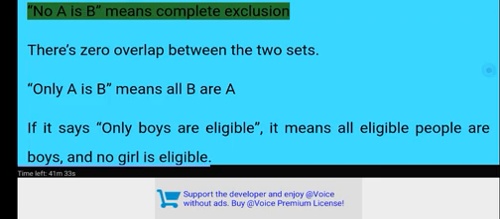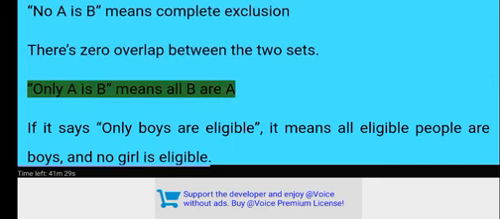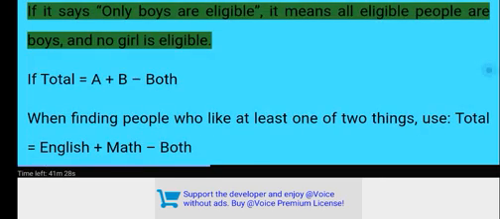No A is B means complete exclusion. There's zero overlap between the 2 sets. Only A is B means all B are A. If it says only boys are eligible, it means all eligible people are boys and no girl is eligible.